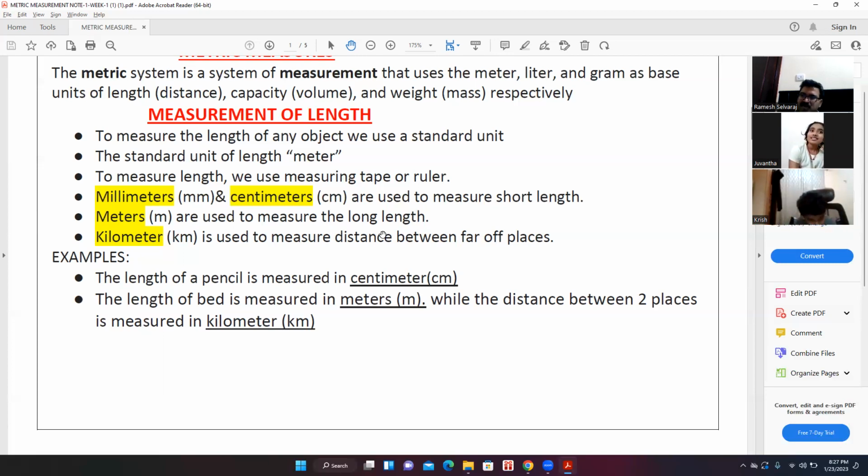You see bed, it's a long length, but you see pencil is a small one. So pencil is a small one, so you will use millimeter, centimeter. But the bed length is long, right? So that you will use meter. To understand the difference, see here: the length of pencil is measured in centimeter, length of bed is measured in meters, and distance between two places like Abu Dhabi to India is measured in kilometer. Okay. So now you understand the difference between meter, centimeter, kilometer, where we are going to use them to measure.